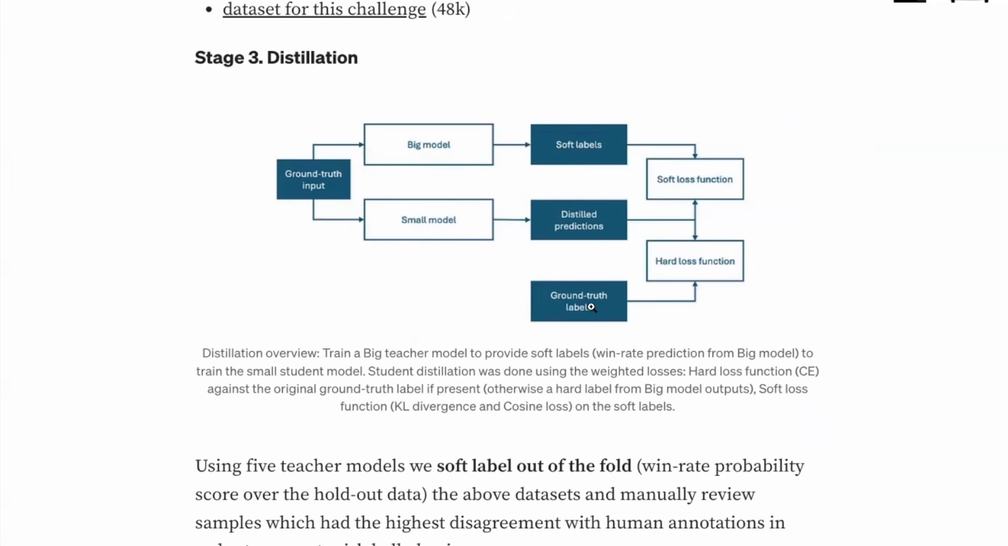Well, you also have your ground truth label. The ground truth label is 1 or 0. It's a binary label, and they also call it a hard label. So a soft label is a probability score between 0 and 1, while a ground truth label, or hard label, is a binary label, say 0 or 1. Using the 0 or 1, you can also calculate the hard loss function, so that the small model tries to get as close to the ground truth labels as possible.